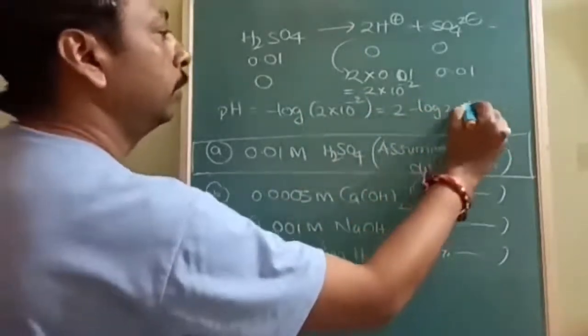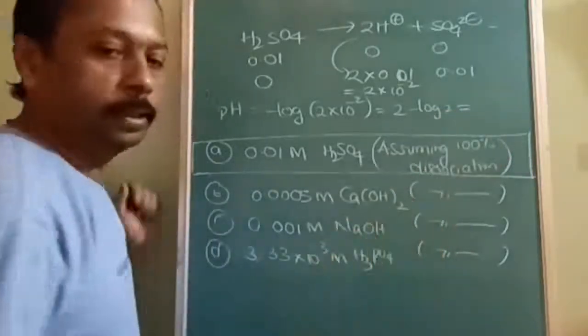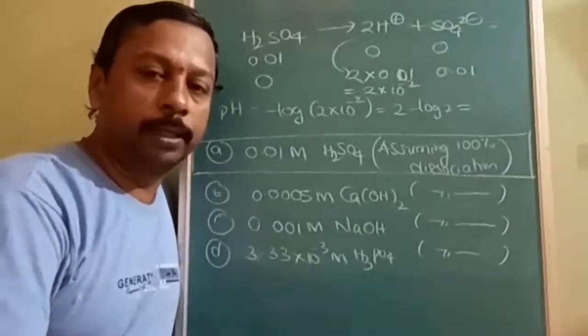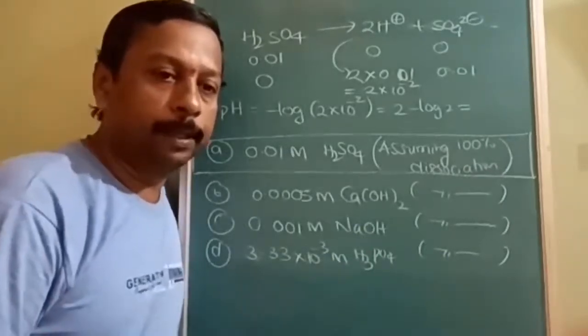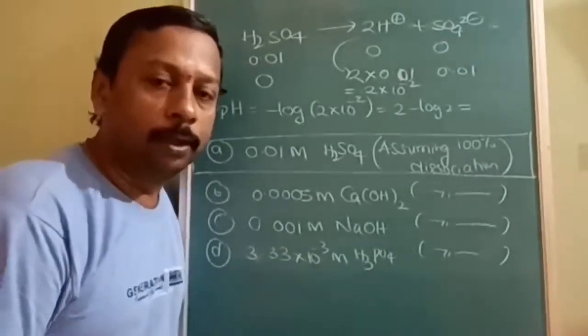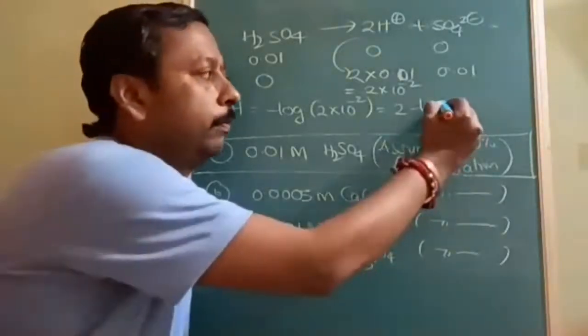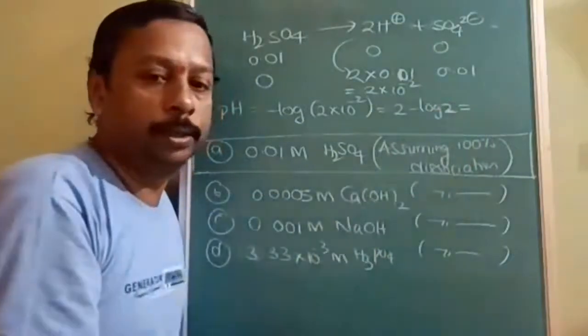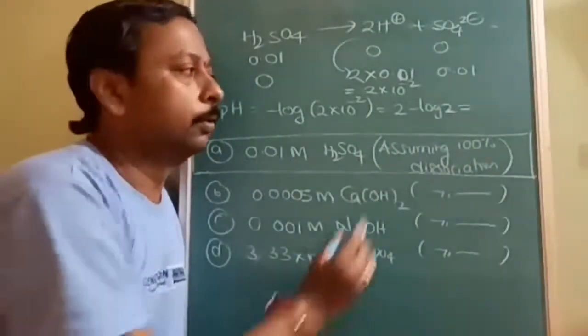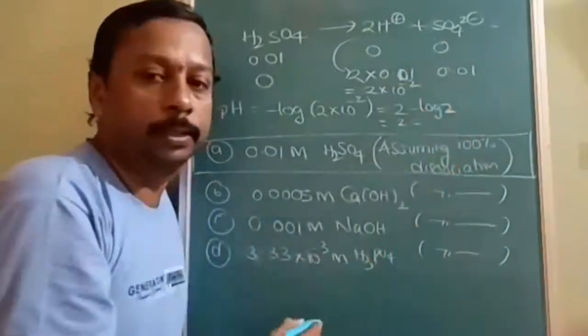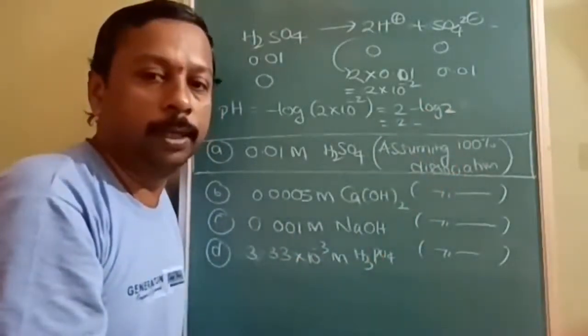Log 2 is how much? I have told you to attend the video lecture specially given on how to solve log without using a log table. I hope you have done it. If not, at least do it today itself. So 2 minus log 2, where log 2 is 0.3010.